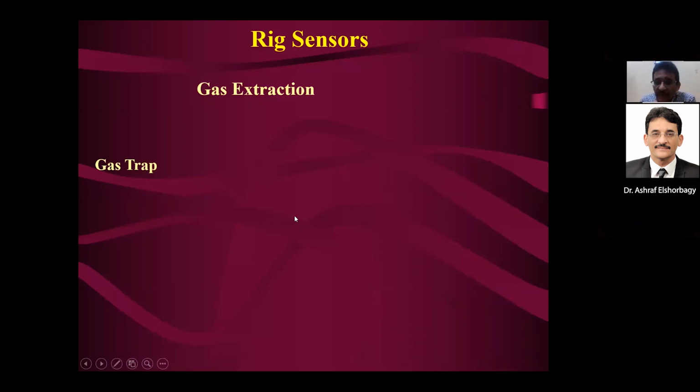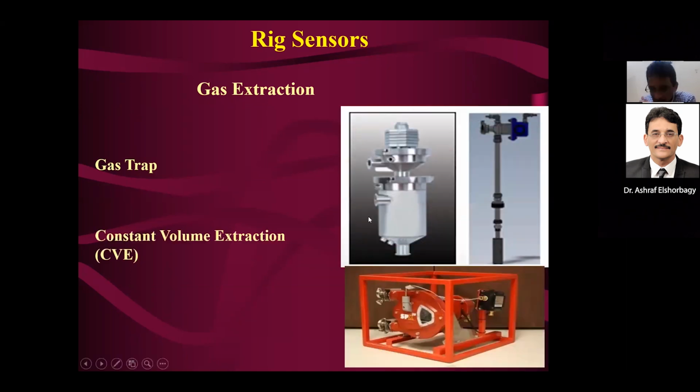A more advanced gas extraction device, which is used at Halliburton company, is called the CVE, or constant volume extraction. More advanced? Yes, more advanced. Why? Because the gas trap is affected by the level of the mud. When the level of the mud in the bottom belly of the shell shaker increases or decreases, it will affect the reading of the gas. And so we now use what is called the CVE, or constant volume extraction. What is the function of this one? It extracts the gases from the mud, but using a constant volume. Even if the volume of the mud increases or decreases at the shell shaker, it will not affect the reading of the gas.